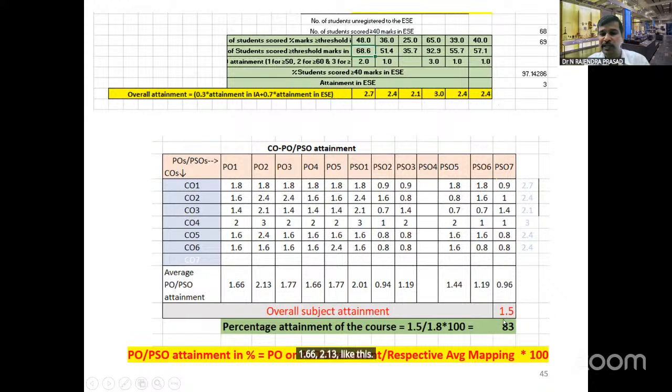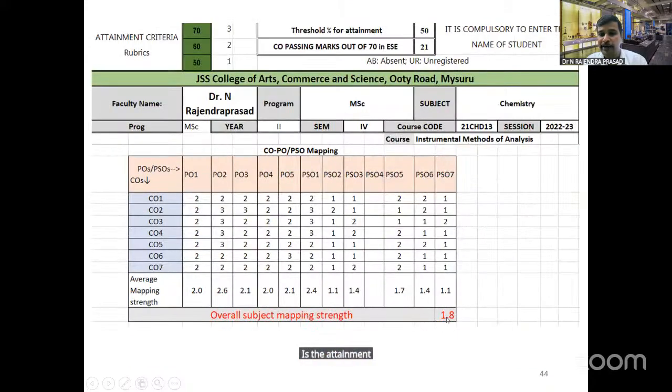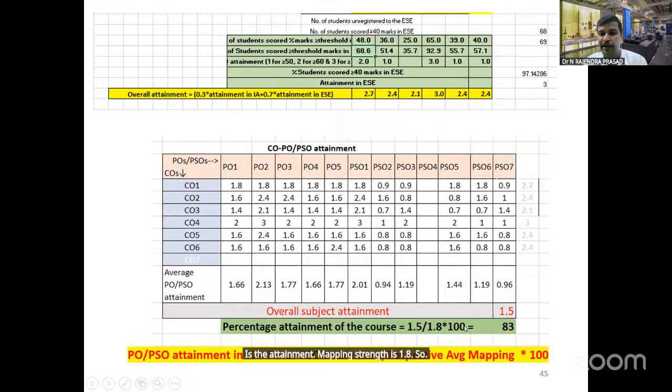So overall subject attainment from this particular course, I am talking only one course. So overall attainment is 1.5. Mapping strength is 1.8. So 1.5 by 1.8 into 100, 83% attained. So from this particular paper, 83% of attainment has been achieved by the students of that particular batch.